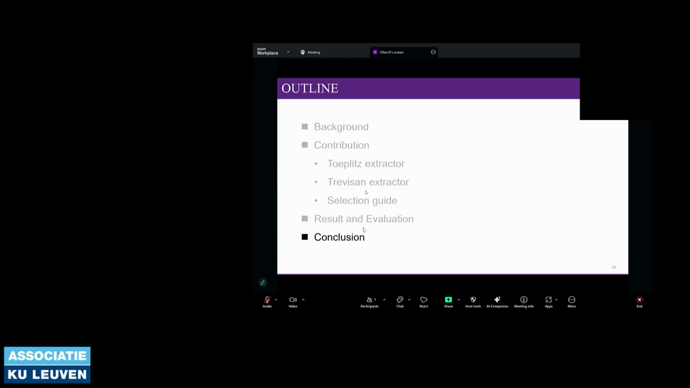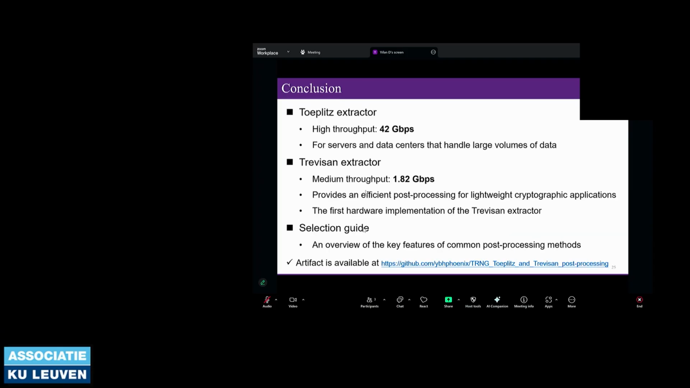Finally, we give a conclusion. In this work, we present 2 entropy extractors with global application range and enhanced safety. Our Toeplitz extractor achieves a high throughput of 42 gigabits per second, making it ideal for servers and data centers where speed is the most important factor.